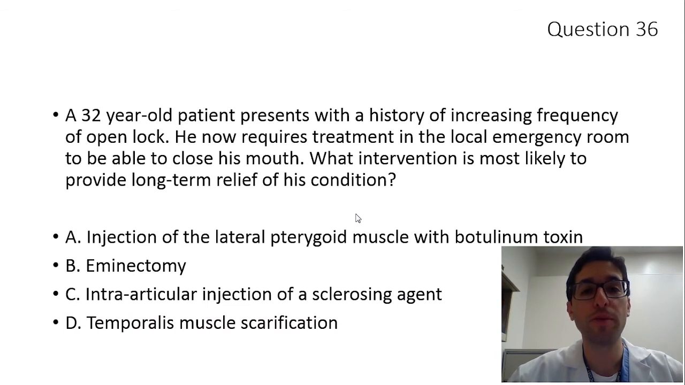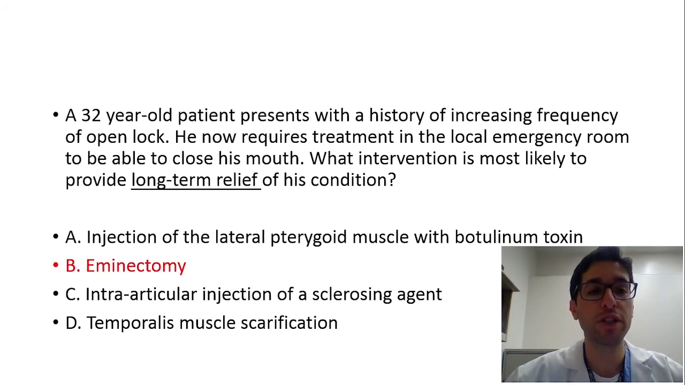Question 36. A 30-year-old patient presents with a history of open lock. What intervention will provide long-term relief for open lock? So we talked about this last time. Someone comes to the ED, open lock, you reduce them. What happens if it repeatedly happens? What procedure can you do? You could do eminectomy. That is the procedure of choice.